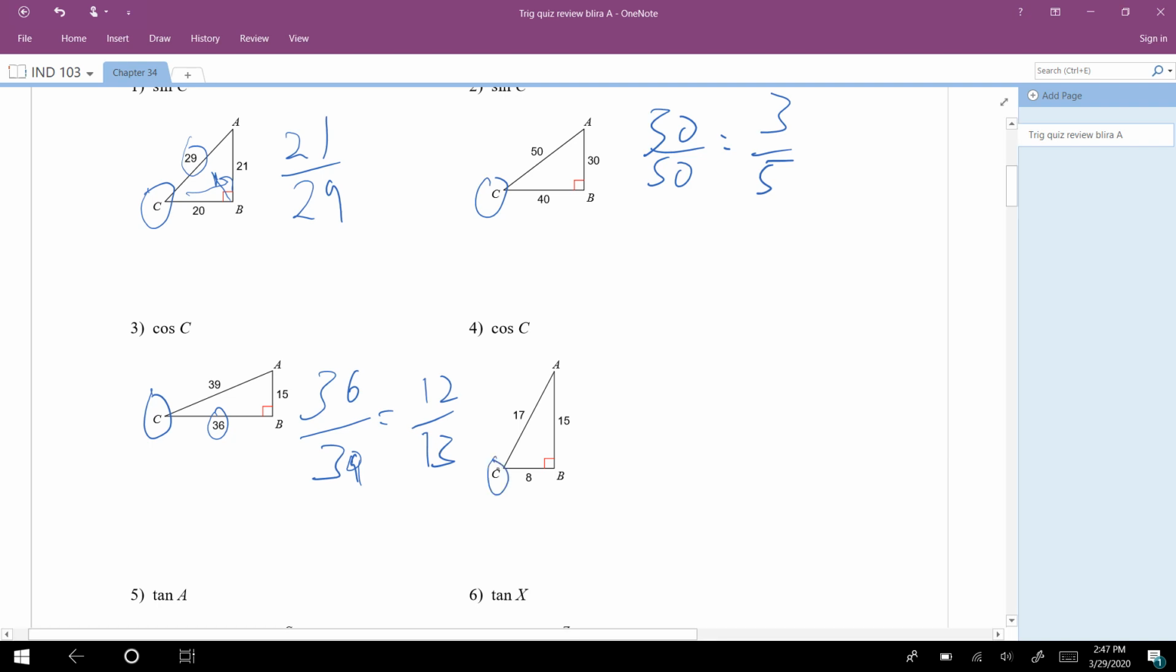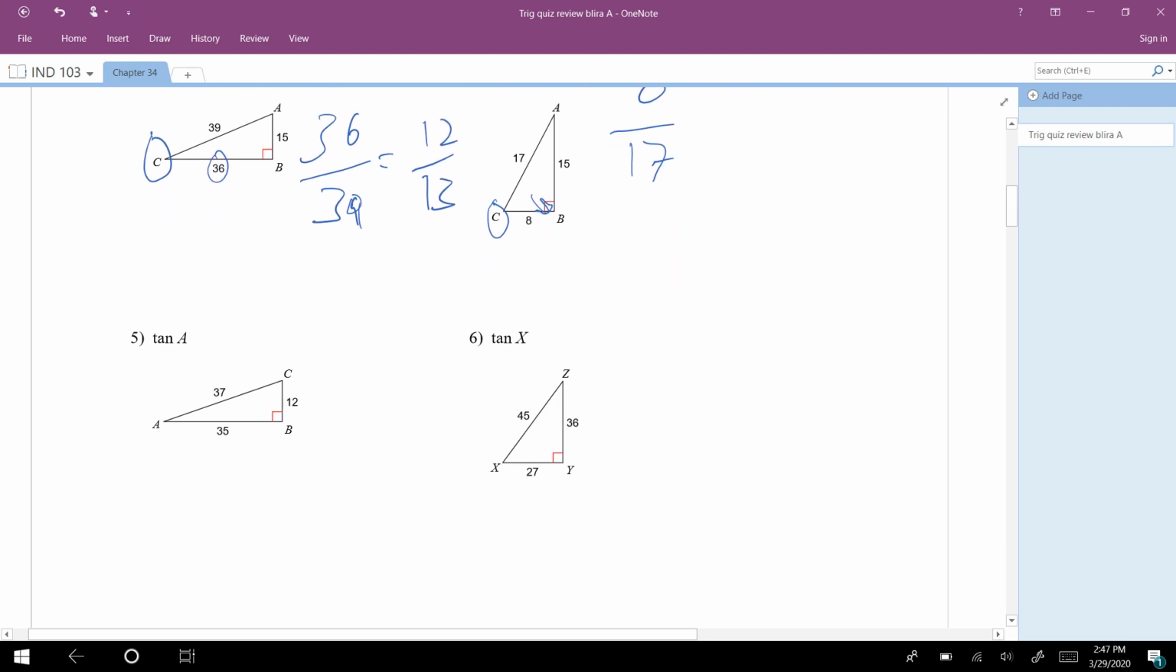All right. Now, what are we looking for? Adjacent over hypotenuse. Hypotenuse, 17. Longest side, across from the 90. And then our adjacent side is going to be 8. 8 over 17. Cool.